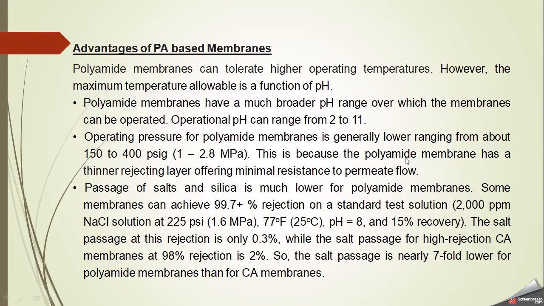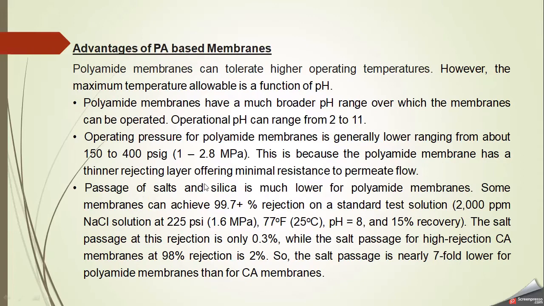This is because the polyamide membrane has a thinner rejecting layer offering minimal resistance to permeate flow. Basically the operating pressure is now reduced. This is the advantage, and more product is formed. Why has this happened? Because the polyamide membrane has a thinner rejecting layer. The main layer is very thin, so by applying less pressure it allows more product to be formed.